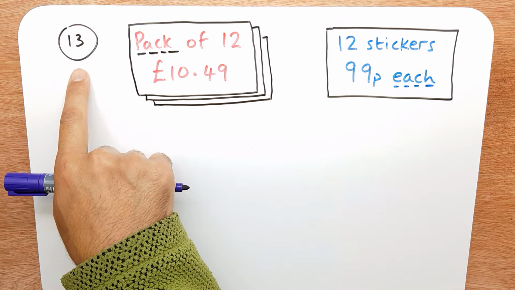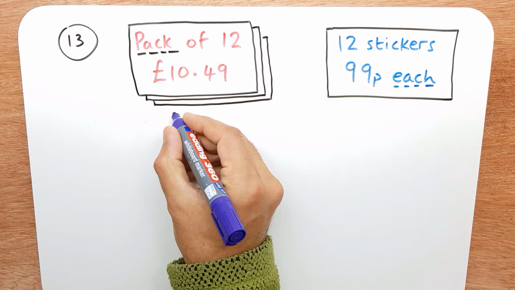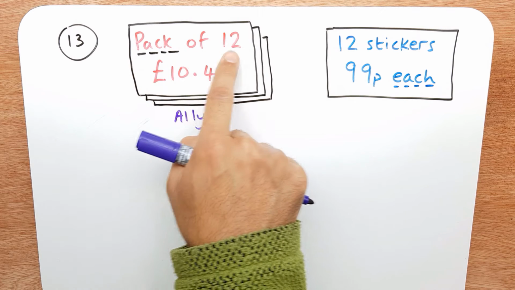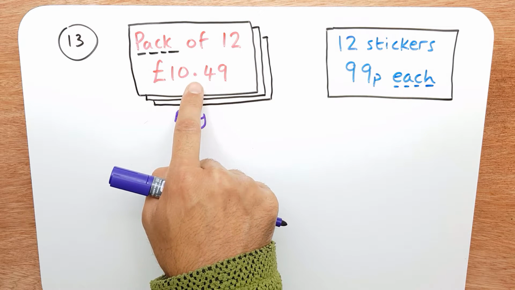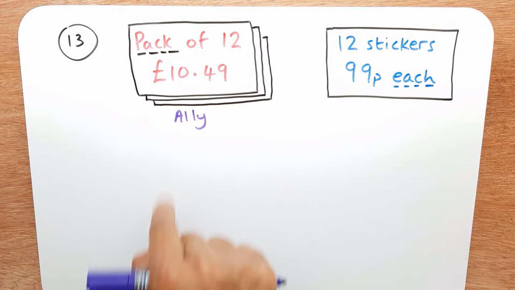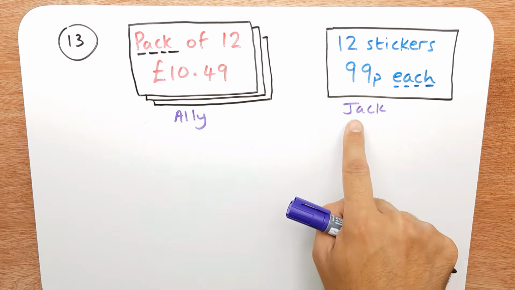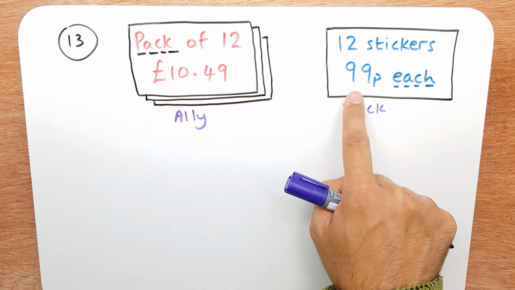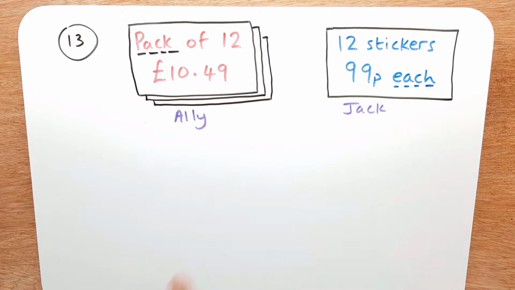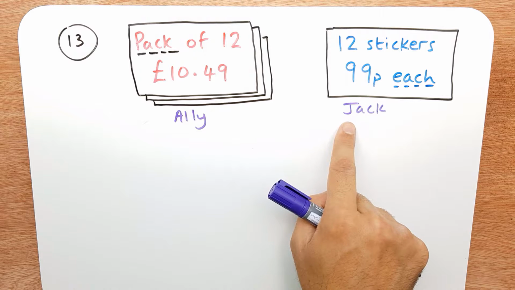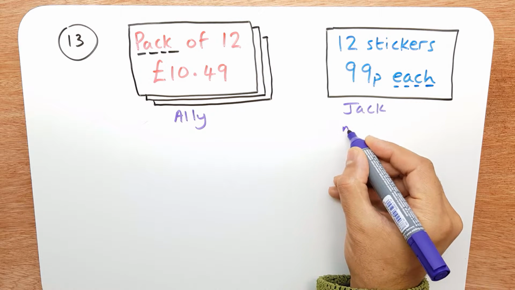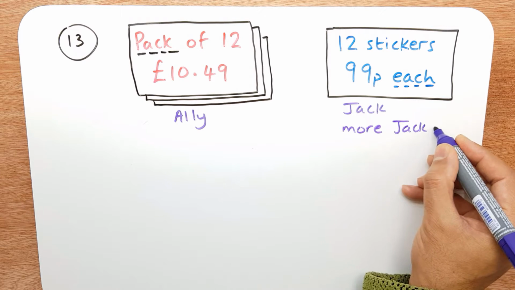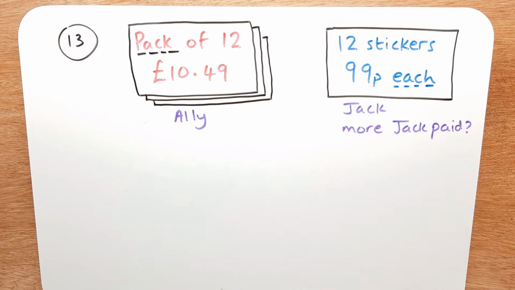In question 13, we're given Ali buys a pack of 12 cards for £10.49 and Jack buys 12 stickers and each sticker is 99 pence, and we have to work out how much more Jack paid. So how much more Jack paid for his stickers.